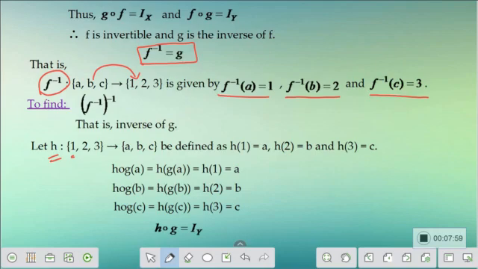So here are the compositions. The first compositions are from h and g, that is h composite g of a, h composite g of b, and h composite g of c. And you can see that h composite g of a gives you a by the definition, like h composite g of a is h of g of a, which is nothing but h of 1, that is equal to a. Similarly, you can prove the other things. So that gives you h composite g is nothing but your identity function, that is I_Y. This is nothing but the identity on the domain of your g.